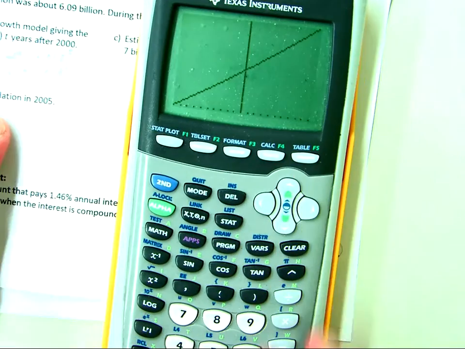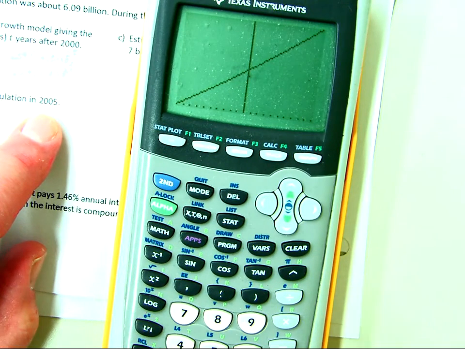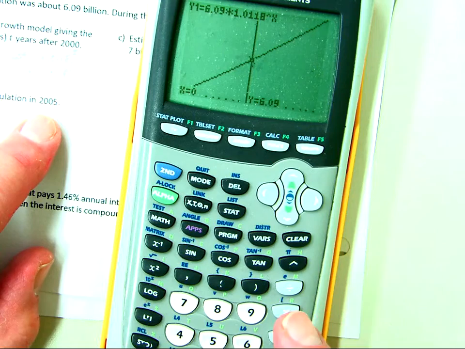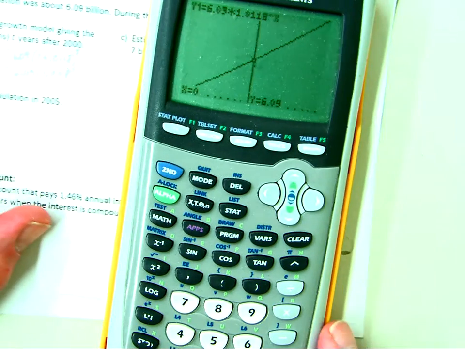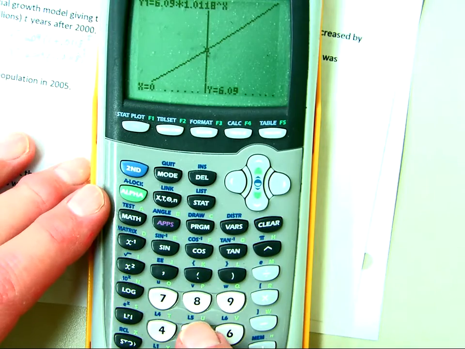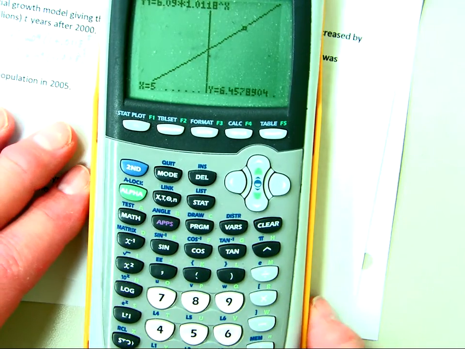Now it says estimate the world population in 2005. So press trace up on the top. We started measuring in 2000, so 2005 would be 5 years later. So I'm going to hit 5 in my trace.